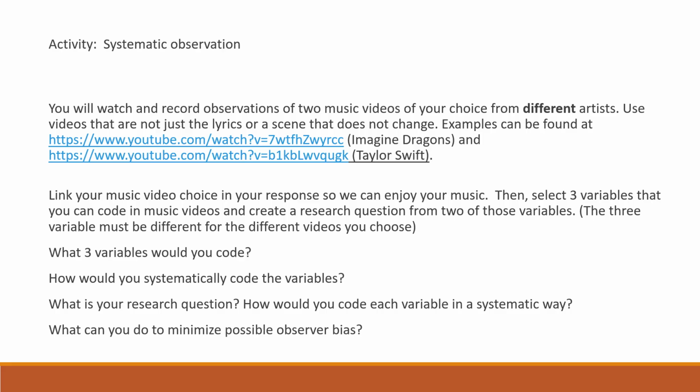For example, if we were using tempo, you could score this on a 1 to 5 Likert scale, with 5 being the most upbeat and 1 being silence. But because this might change over the song, maybe you would code this every 10 or 15 seconds throughout the video. And then talk about what you could do to minimize observer bias in your study.